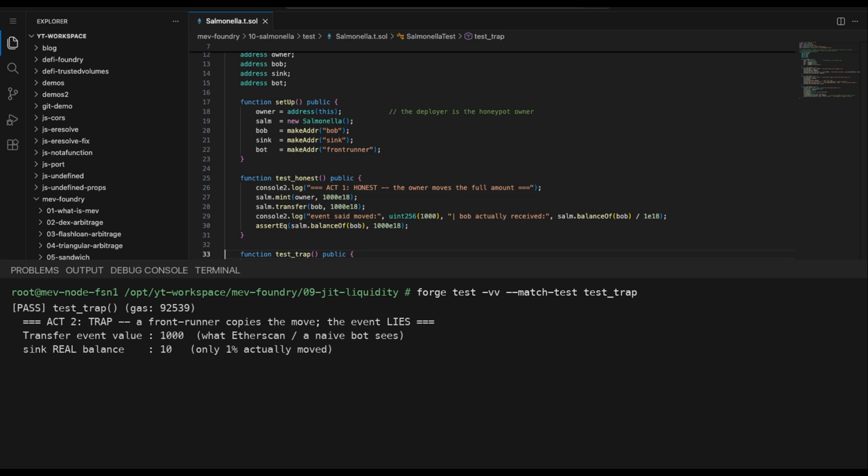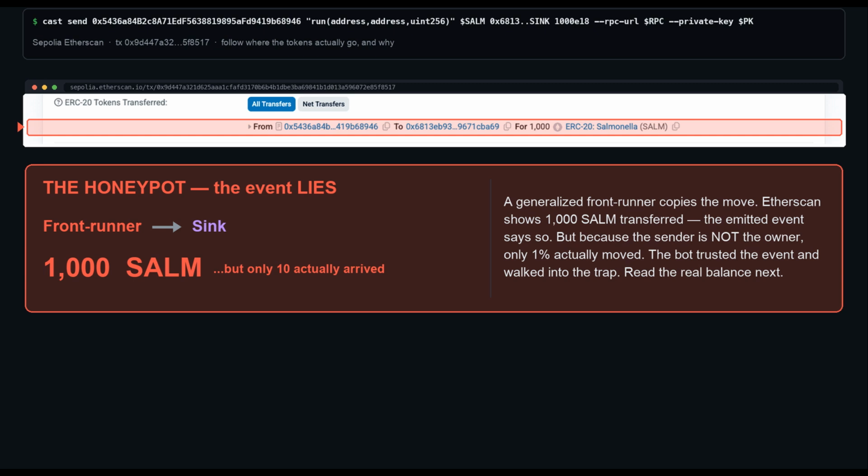Now on chain, where it's even more convincing. Here's the front runner's copied transaction, live on Etherscan, and this is the whole episode in one picture. Etherscan's token flow says it plainly. 1,000 Salmonella transferred from the front runner to the sink. A copybot reading this sees 1,000 and celebrates. But that number comes from the emitted event, and the event is a lie. Because the front runner isn't the owner, only 10 actually moved. Don't take my word for it. Let's read the real balance.